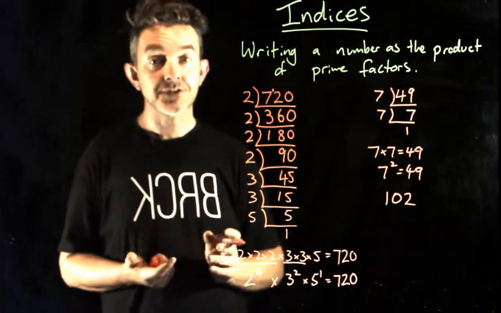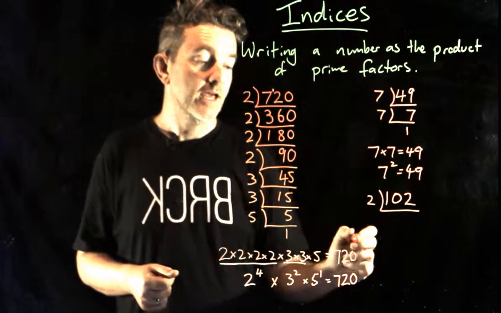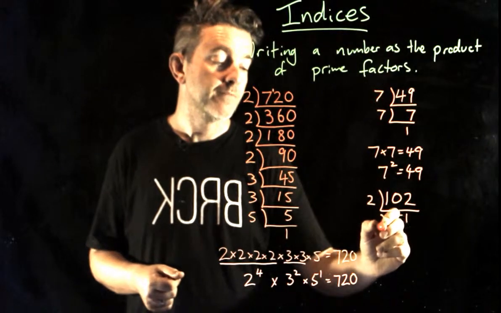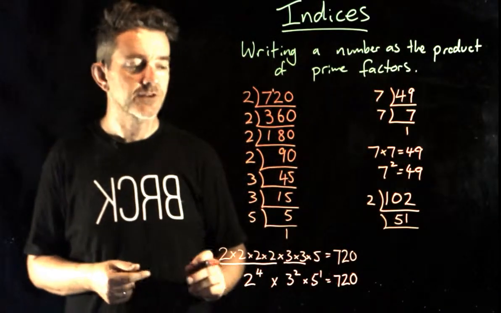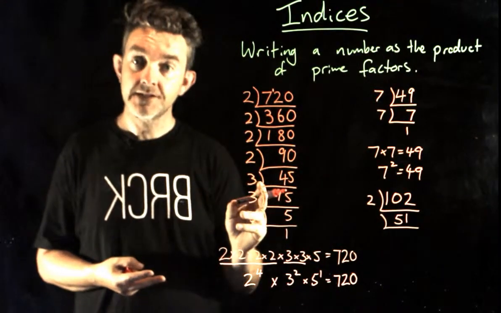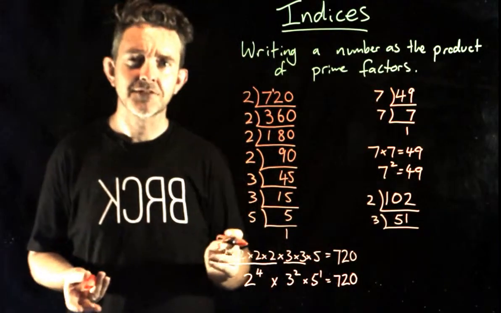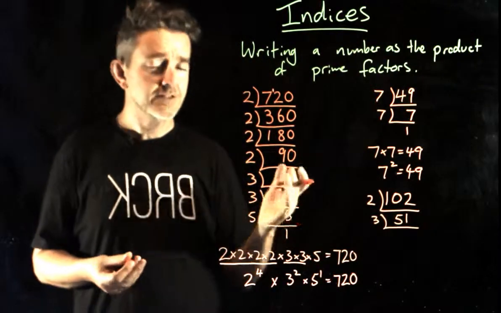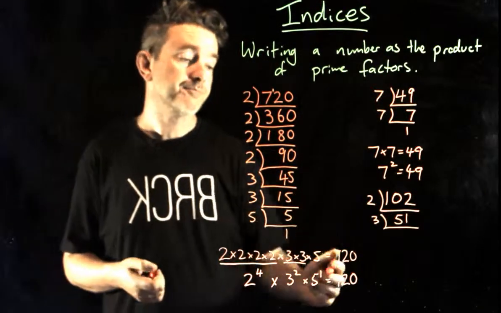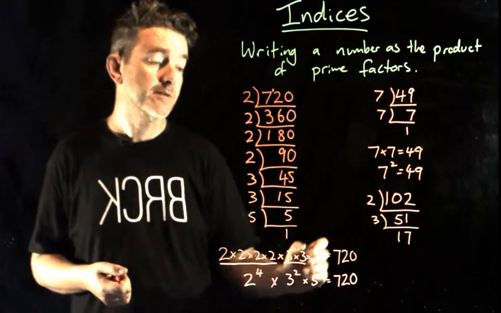102, let's see, ends with a 2, it's divisible by 2. So I'm going to divide that by 2. And if I divide 102 by 2, I get 51. Now, it's 51. That's not divisible by 2. Is it divisible by 3? 5 plus 1 is 6. 6 is divisible by 3, so this number is divisible by 3. Then I'd have to work out how many times 3 goes into 51. So if you can't do that in your head, you might need to get your calculator out, or you could do it on paper. I happen to know it's 17. 3 times 17 is 51.